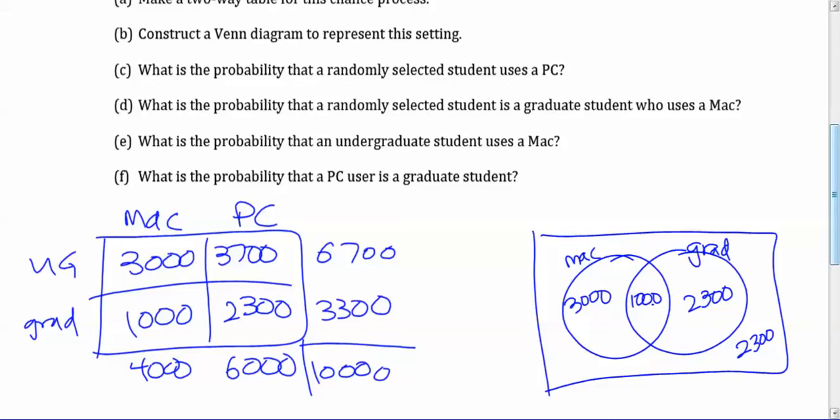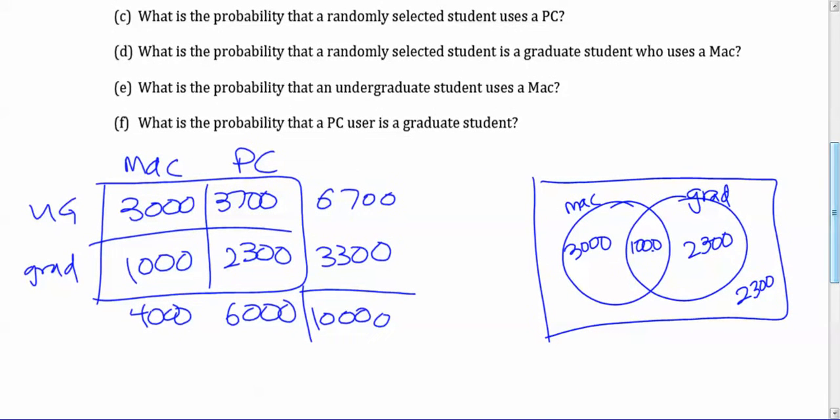Part C, what is the probability that a randomly selected student uses a PC? So I'm going to take the number of students that use PCs out of the total number of students. So I would end up getting something like this. The probability that a random person uses a PC is going to be 6,000 out of 10,000, which comes out to be 0.6 if you like decimals.